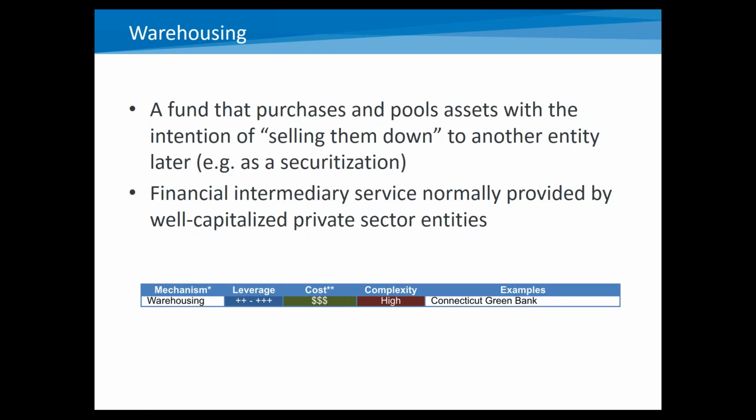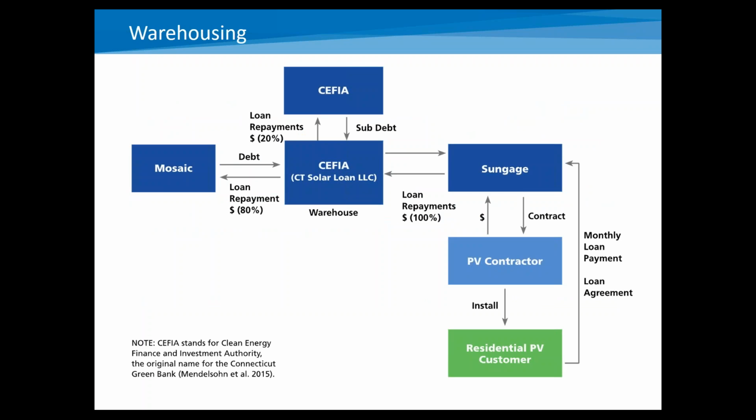But warehousing is essentially a way to move assets across balance sheets and to achieve a beneficial cost of capital for the borrowers. Again, it's a little bit more of a complicated mechanism than a straight interest rate buy down, but in Connecticut's case, it was pretty successful. This graphic right here shows you the basic arrangement. I think Ben's going to go over this a little bit, so I won't spend too much time here.